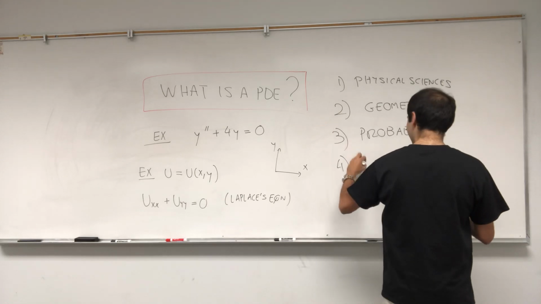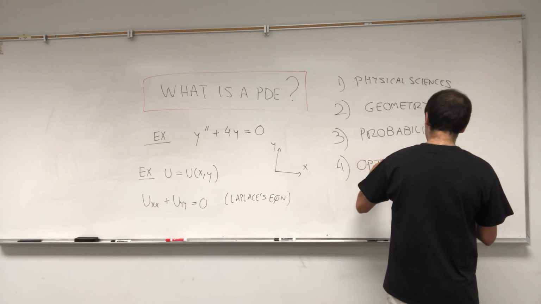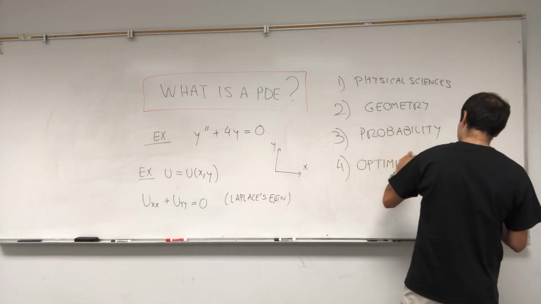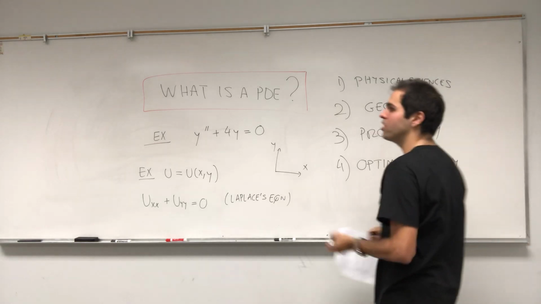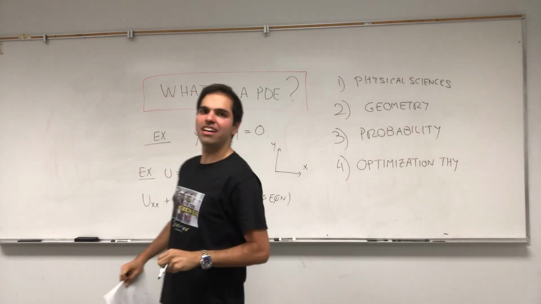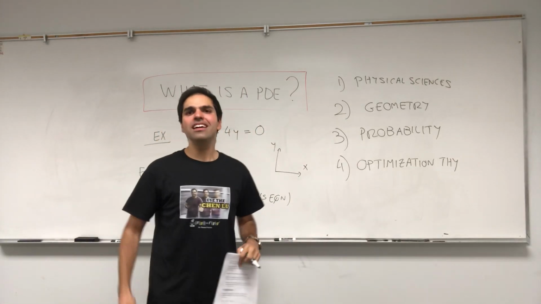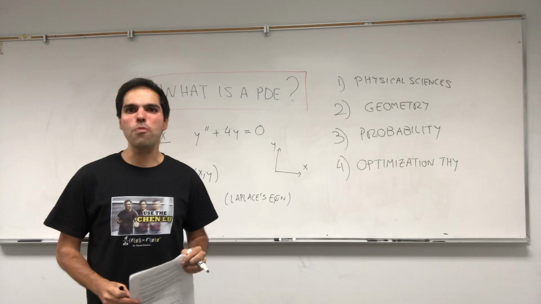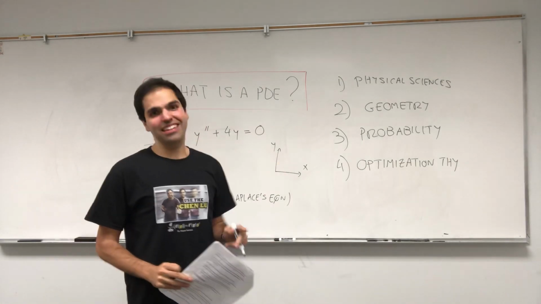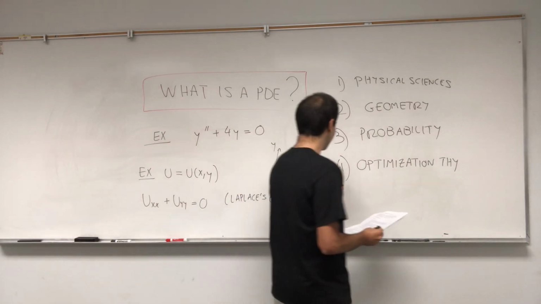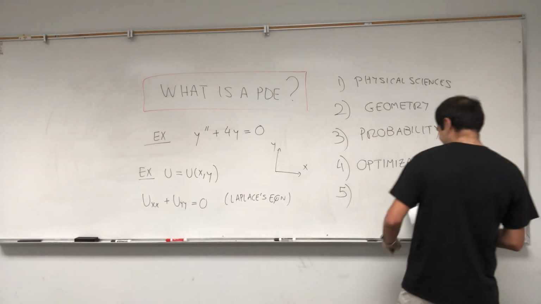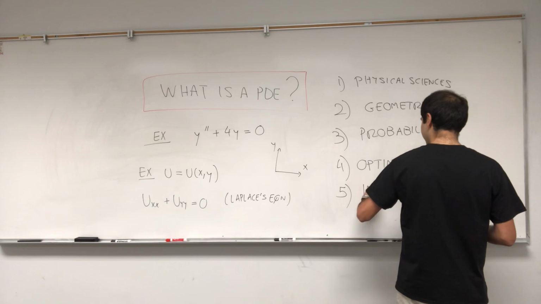And the next contestant, optimization theory. Because it turns out when you maximize or minimize a function, bam, something called a Hamilton-Jacobi equation appears. And that's also a PDE. So very important, very hard though. And then image processing.